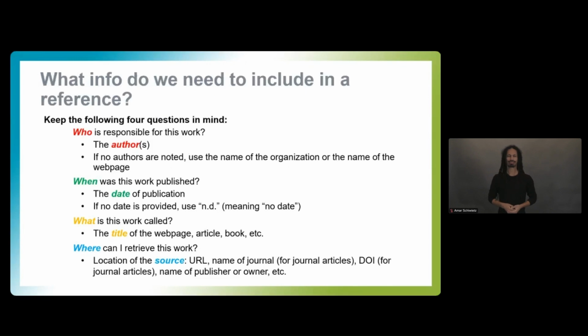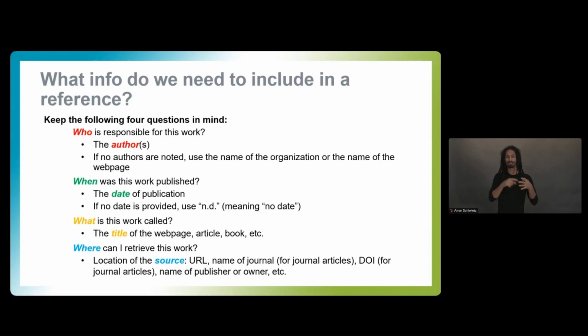So what is the type of information that you need to include in a reference entry? Well, you will most commonly need to include these four elements: the who, the when, the what, and the where. So who is responsible for this work? The authors. If no authors are noted, you could always use the organization or the name of the web page in that place.